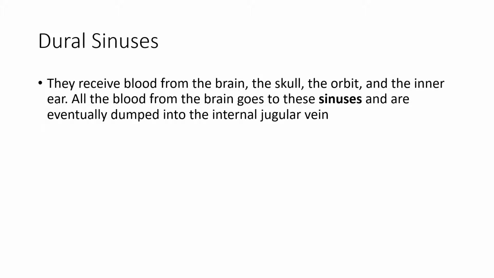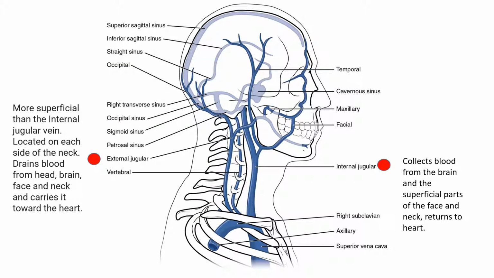Okay, the dural sinuses receive blood from the brain, the skull, the orbit, and the inner ear. All of the blood from the brain goes to these sinuses, right? And is eventually dumped into the internal jugular vein. All right? And this is just a schematic of the head here. So here you have the external jugular vein. All right, and it's this area right here. The external jugular vein, and that's this.